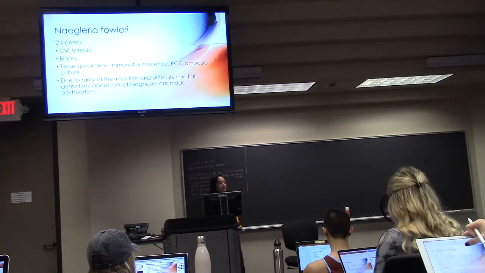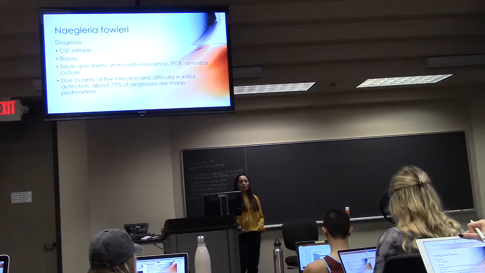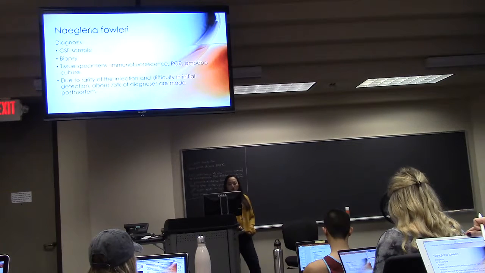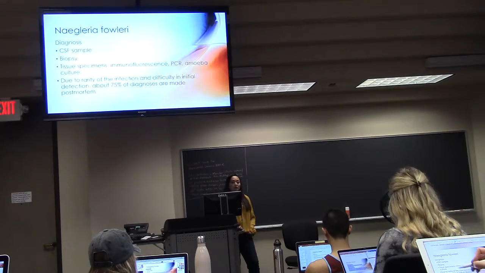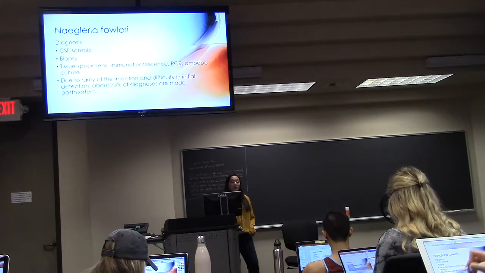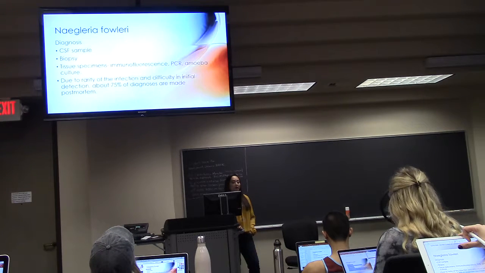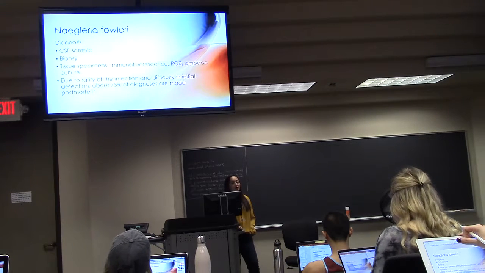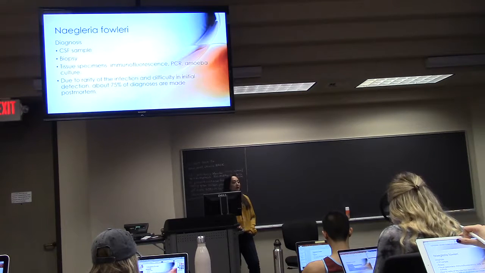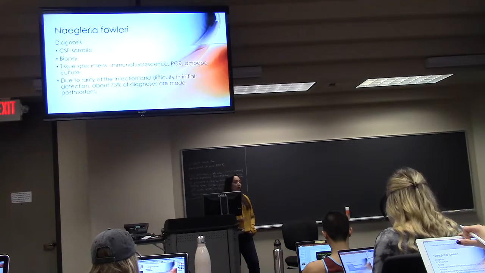So how do you diagnose this? You can take a sample from the CSF, or biopsies. With the tissue specimens, you can do immunofluorescence, PCR, or a culture for the amoeba. Due to the rarity of the infection, it's difficult to initially detect this disease, but about 75% of cases are diagnosed postmortem, which is kind of horrible. Because think about it, there are so many things it could be when the person presents. So again, it's getting a good thorough history of where you've been and what you were doing to help you really hone in on what it might be.